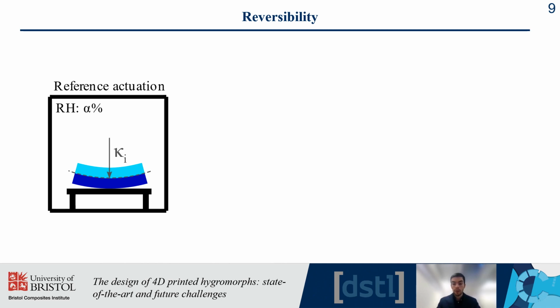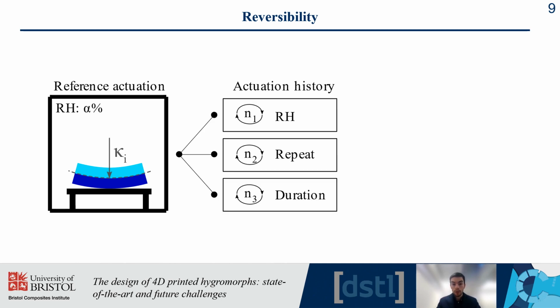I want to discuss one of the most important for applications, which is reversibility. The way it works is that you have your structure, you immerse it in a specific relative humidity, in that case alpha. You measure its deformation, kappa I in that case. Then you give it what we call an actuation history. That means you condition it for N1 relative humidity, for N2 repeats, and during N3 hours, days, or whatever time you want this repeat to occur.